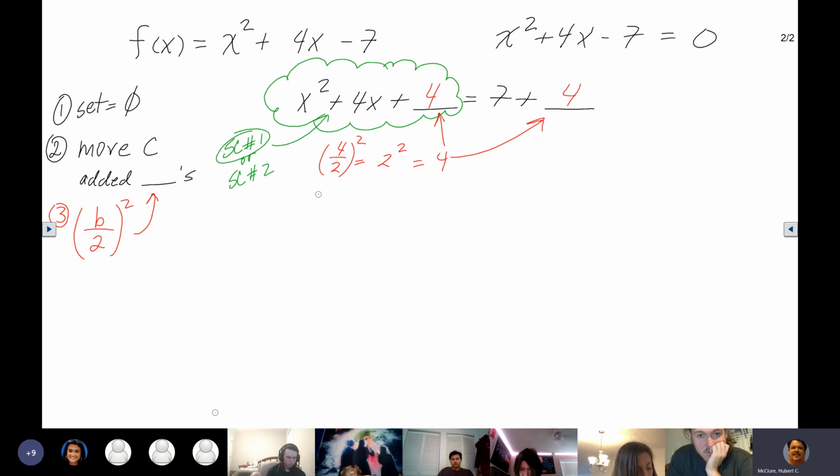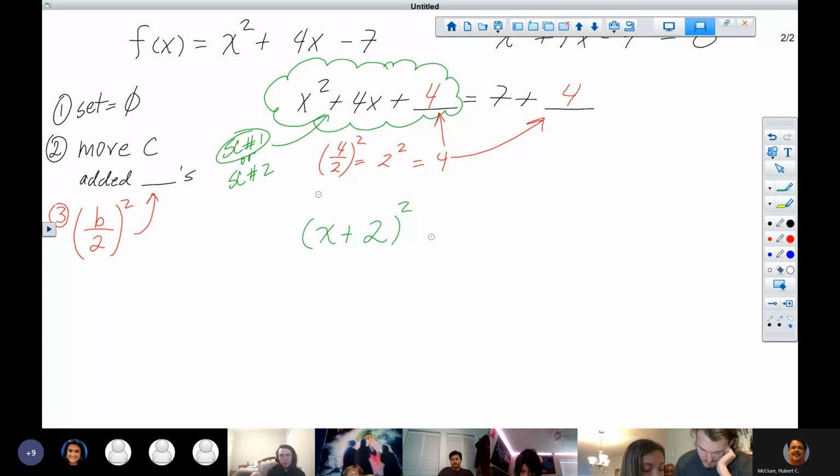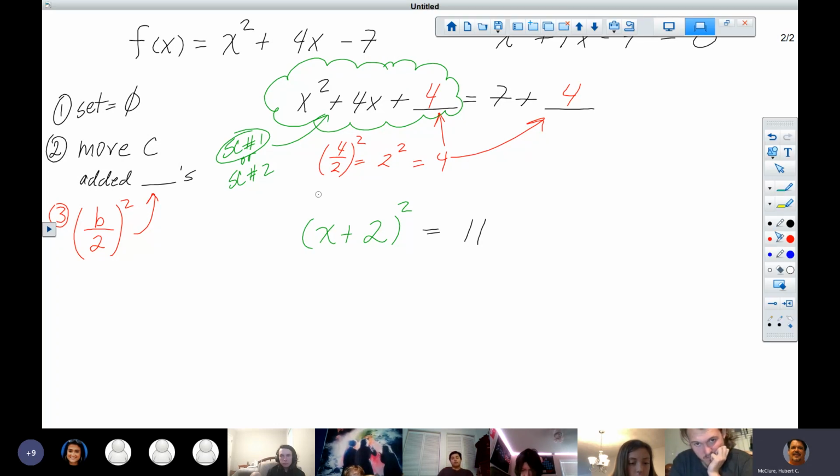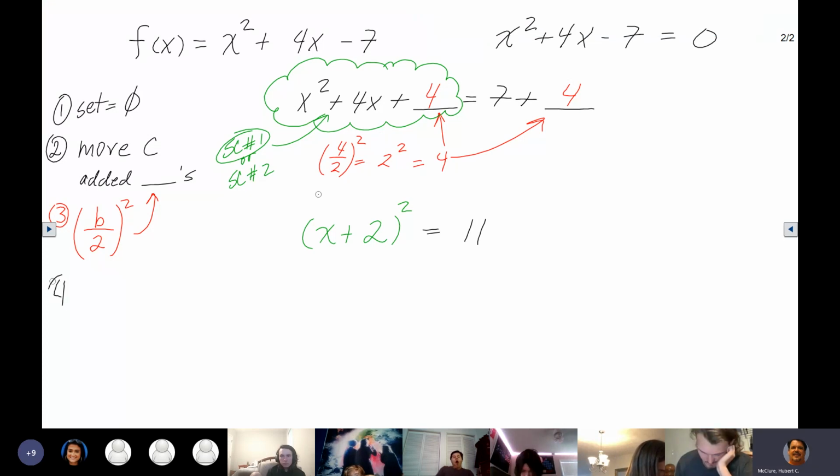And since I put that in green, I'm going to finish it in green. This is x plus 2, quantity squared, is equal to 11. And at this point right here, you have your vertex. So I'm going to go right here, and I'm going to say number 4, vertex. Vertex form and vertex.